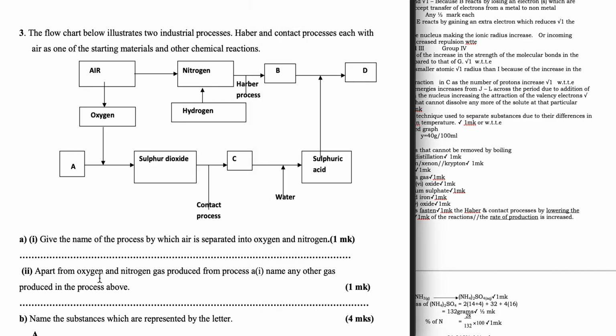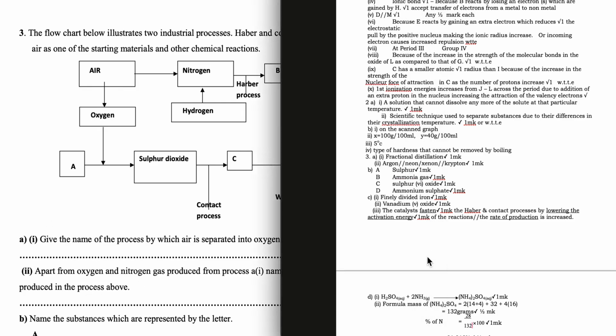Apart from oxygen and nitrogen gas produced from process A1, name any other gas produced in the process above. We have argon, neon, xenon, krypton.